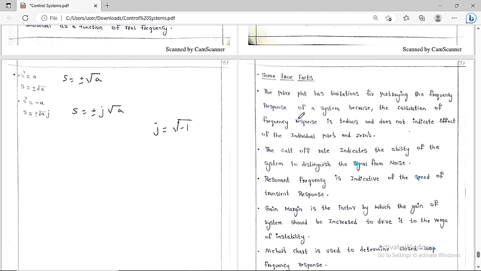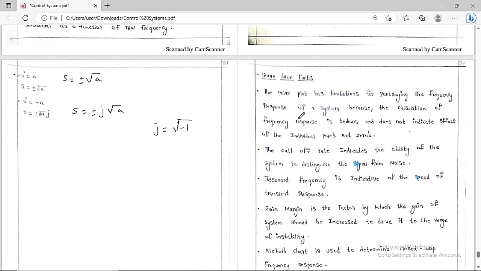So finally I can say the polar plot has some limitations for portraying the frequency response of the system because the calculation of the frequency response is very tedious and also it is not going to indicate the effect of the individual poles as well as zeros. See, in the case of polar plot, we are going to take the magnitude of the transfer function as well as the phase angle of the transfer function. By varying the omega from 0 to infinity, we are going to consider the magnitude as well as the phase angle. These two things we are going to plot in the complex plane. That is called a polar plot.